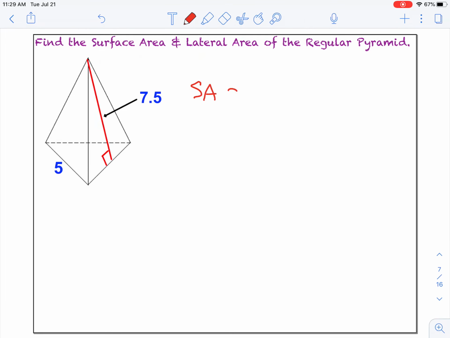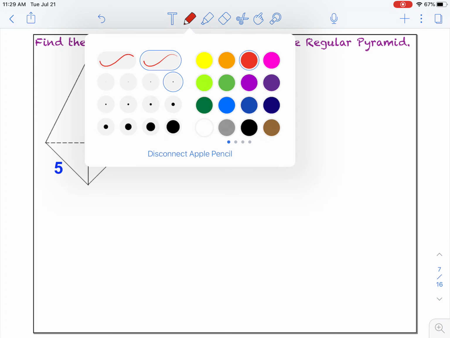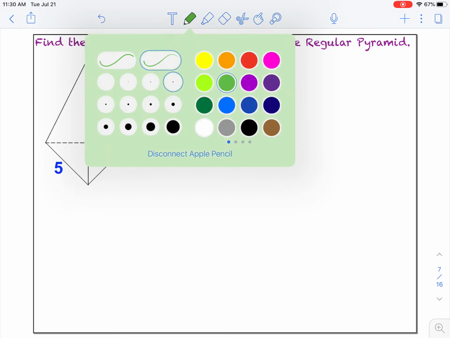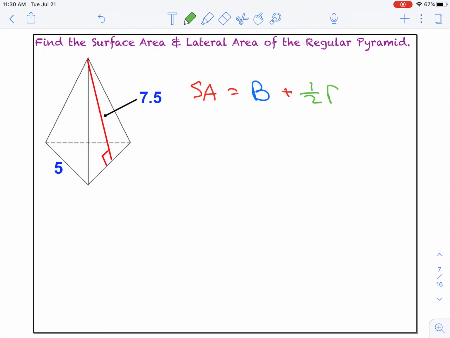We have our surface area is equal to the area of the base. Remember, there's only one, and that's our capital B, plus 1/2 the perimeter times the slant height. All right, so now fill in what things you know and see what things you're going to need to find. Well, it is a regular pyramid, so all of the sides are 5. So I can fill in the perimeter is 5 plus 5 plus 5, or 15. I also am given my slant height of 7.5. So that is going to be my lateral area here.